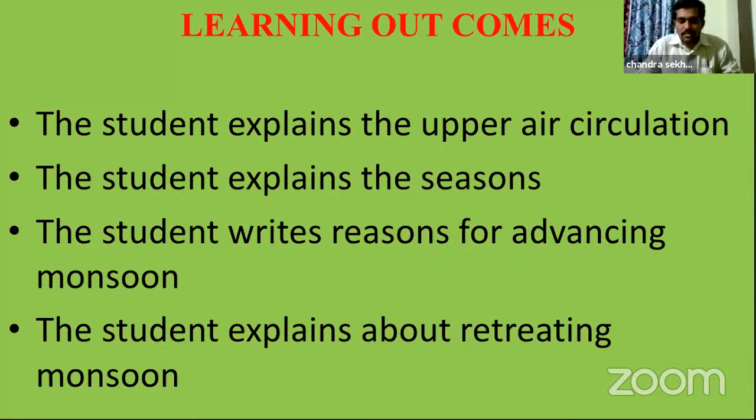So today's class learning outcomes. From listening to today's class, every student can explain these learning outcomes. The student explains the upper air circulation. The student explains the seasons and types of seasons. And the student writes reasons for advancing monsoon and retreating monsoon also.